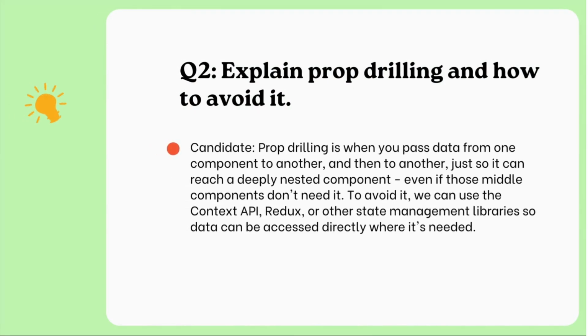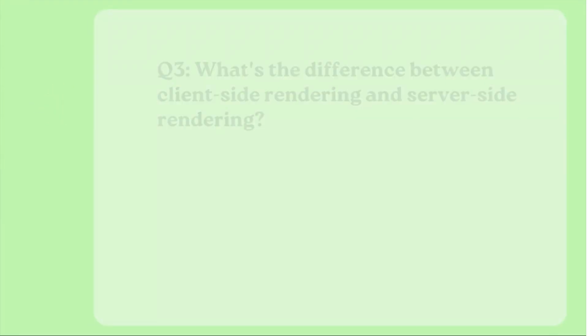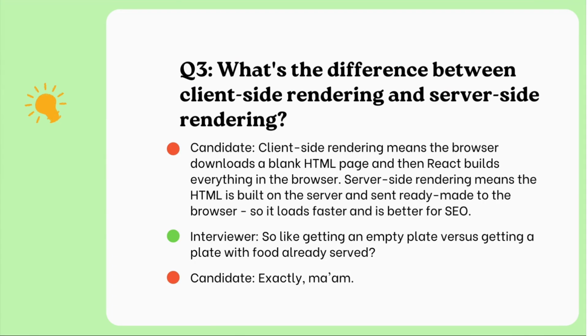Explain prop drilling and how to avoid it. Prop drilling is when you pass data from one component to another and then to another just so it can reach a deeply nested component, even if those middle components don't need it. To avoid it, we can use the Context API, Redux, or other state management libraries so data can be accessed directly where it's needed.